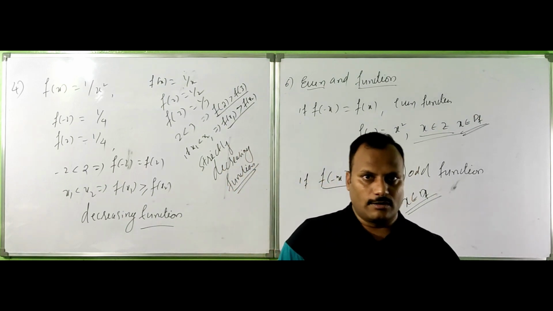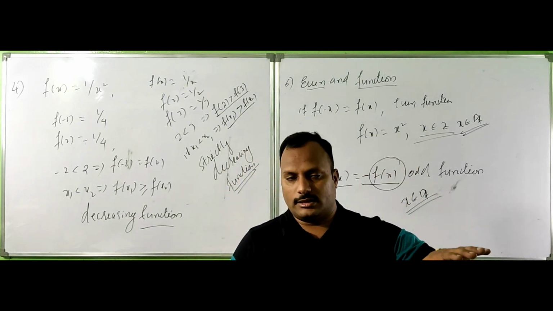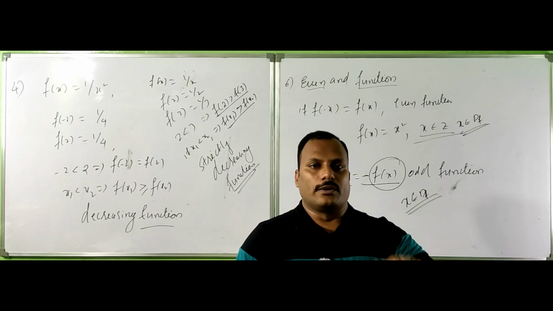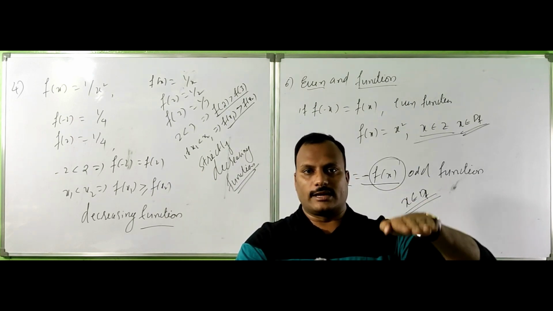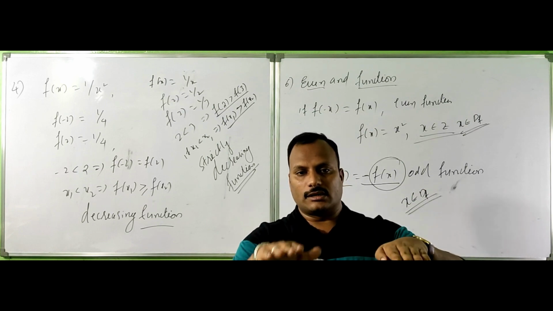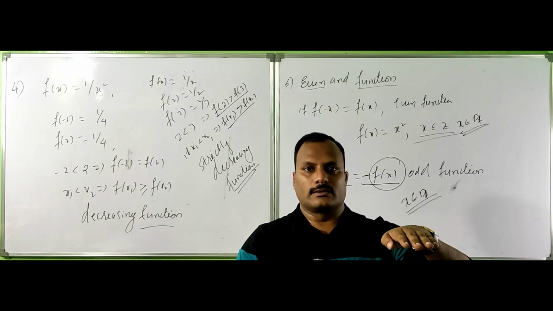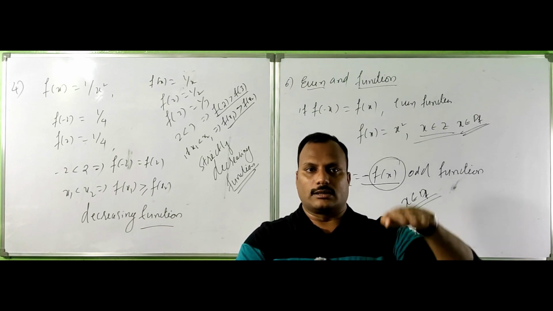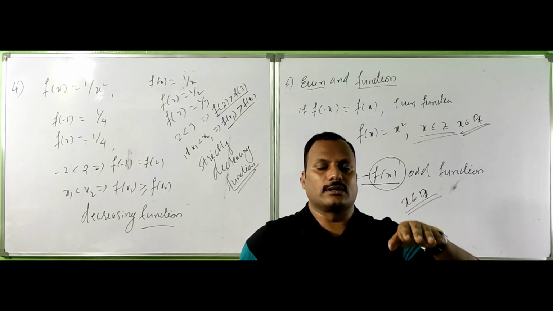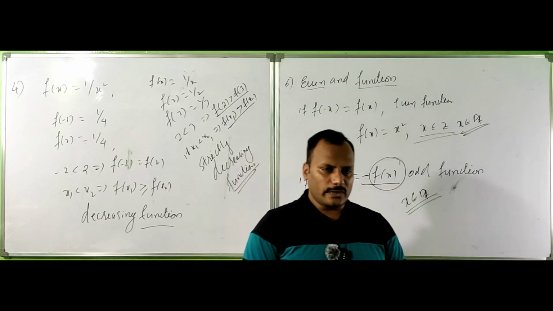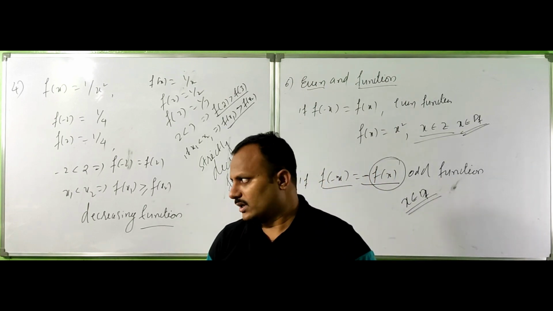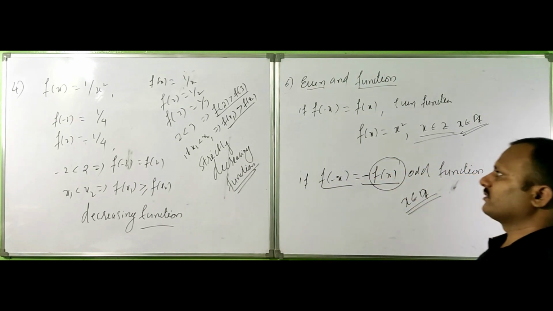Similarly, decreasing function: for all inputs of f of x, x1 less than x2, we have f of x1 greater than or equal to f of x2. And strictly decreasing means f of x1 is greater than f of x2. These are the kinds and types of functions.